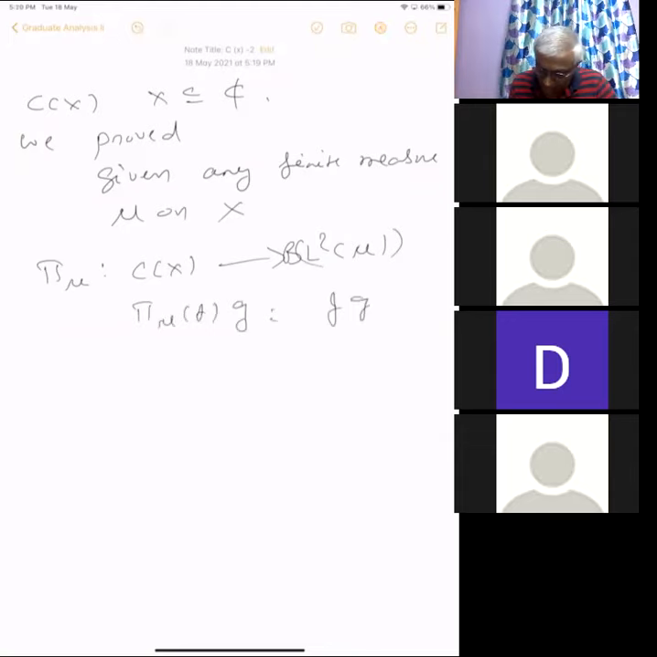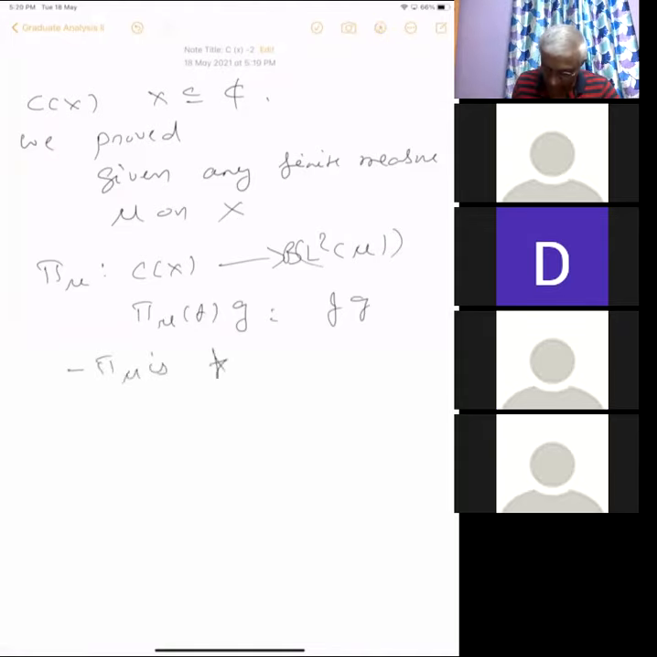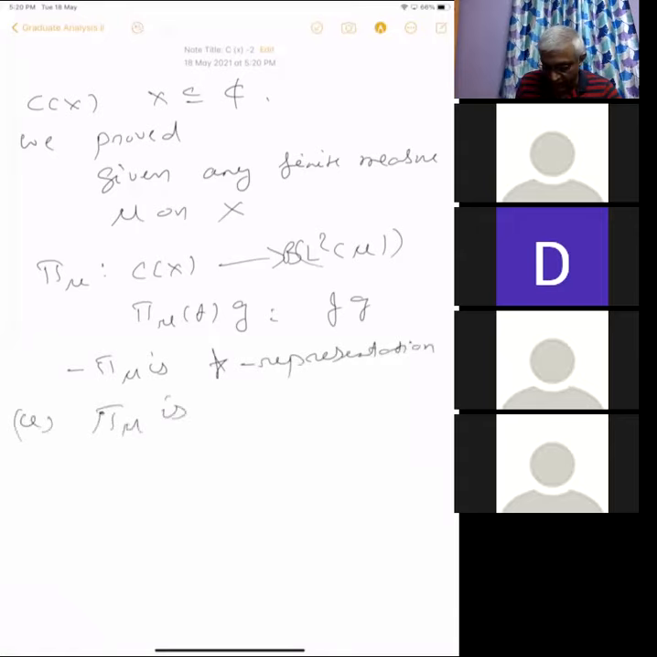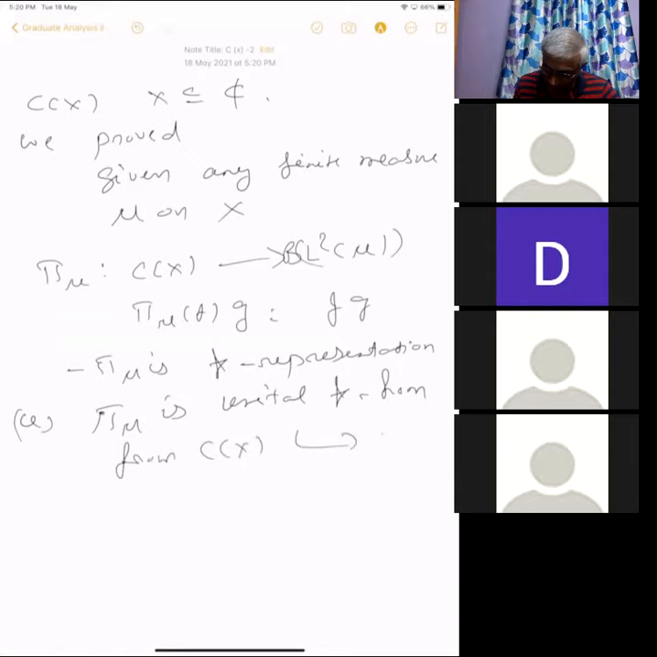So then we proved that this is a proper representation. This pi_mu is a star representation. That means it's a homomorphism. That is, pi_mu is a unital star homomorphism from C(X) into B(L2).